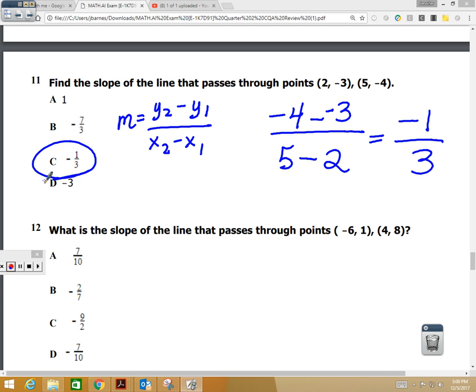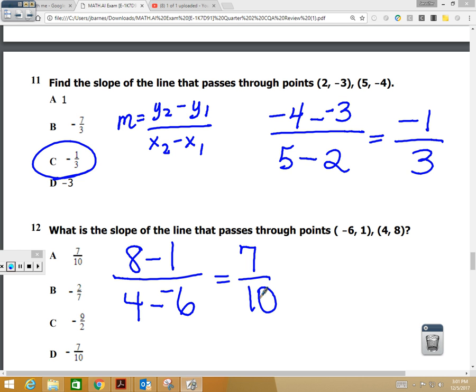Number 12 is worked out just the same way. They're giving you 2 points. You're doing y2 minus y1 over x2 minus x1. So 8 minus 1 is 7. 4 minus a negative 6 is like saying 4 plus 6, which is 10. So a positive 7 over 10 is A.